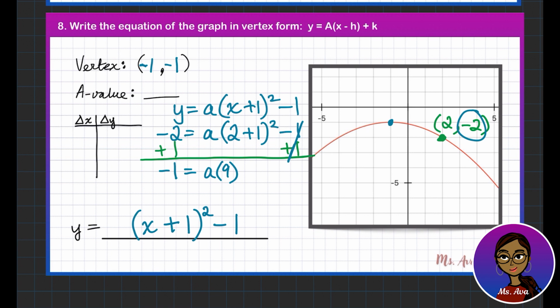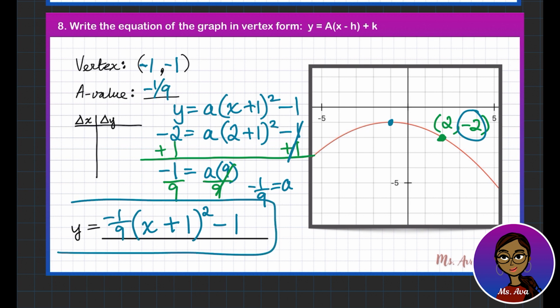And then what do I do now? You can just divide both sides by 9. Yes, I divide both sides by 9, and then I get a equals negative 1 over 9. And so that means if this is negative 1 over 9, I just put that right in the front, and then this is our answer.